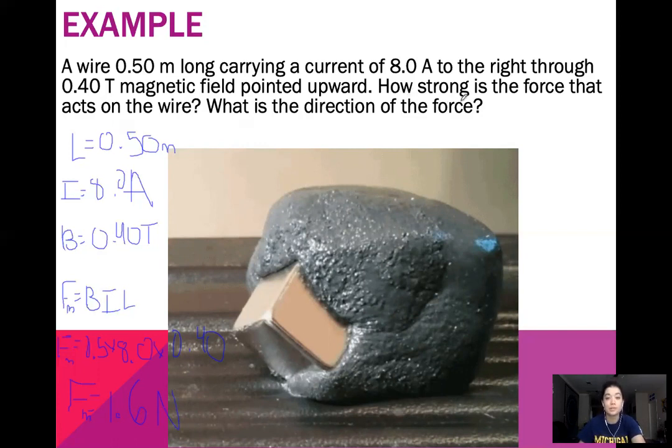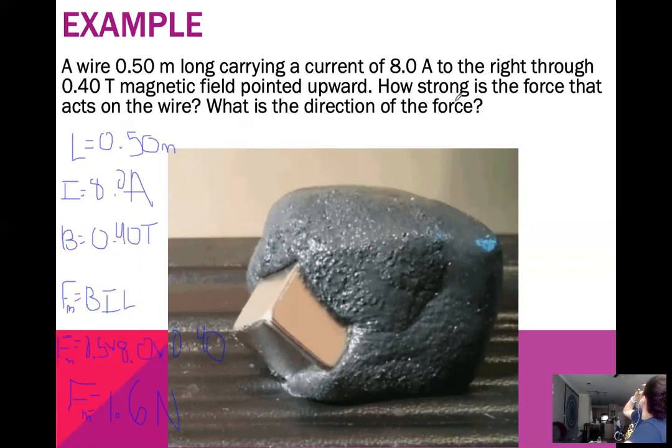So we answered the first question, but we need to make sure we answer the second question as well. The second question asks us about the direction of the force. So to find the direction, we're going to use our handy dandy right hand rule. So I'm going to flip around here. My current is going to the right, and then the magnetic field is pointing straight up.